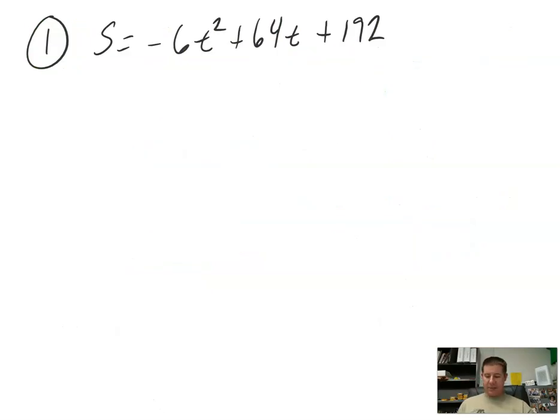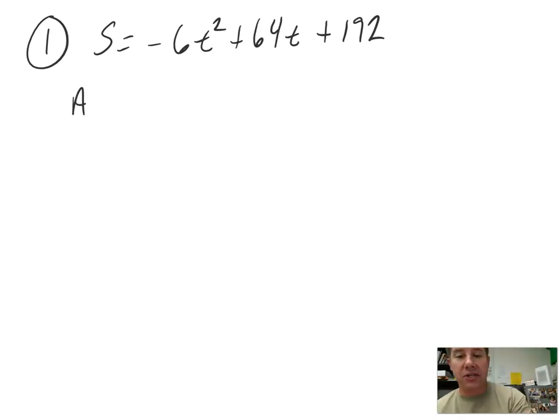Okay, next example here. Suppose a stone is thrown vertically upward from the edge of a cliff on Mars, where the acceleration due to gravity is only about 12 feet per second squared, with an initial velocity of 64 feet per second from a height of 192 feet above the ground. The height s of the stone above the ground after t seconds is given by the following function. s equals negative 6t squared plus 64t plus 192. So we got a stone being thrown on Mars. This is the function that represents the throw.